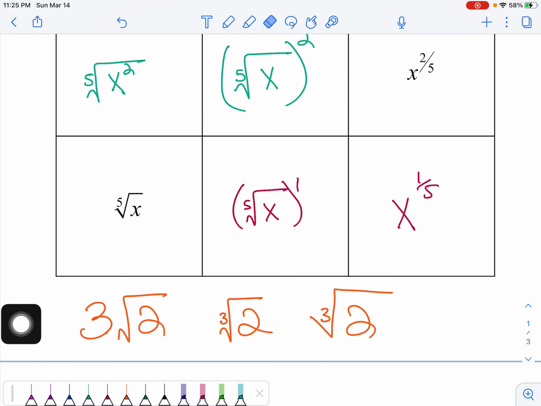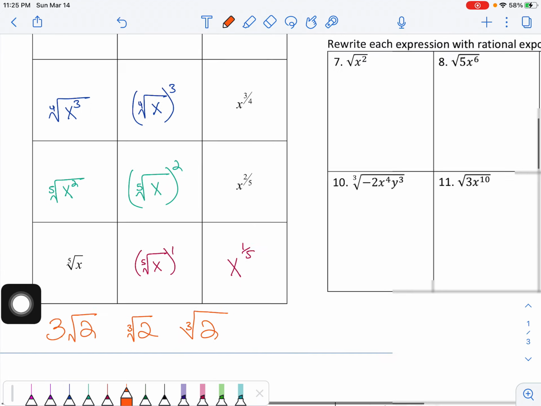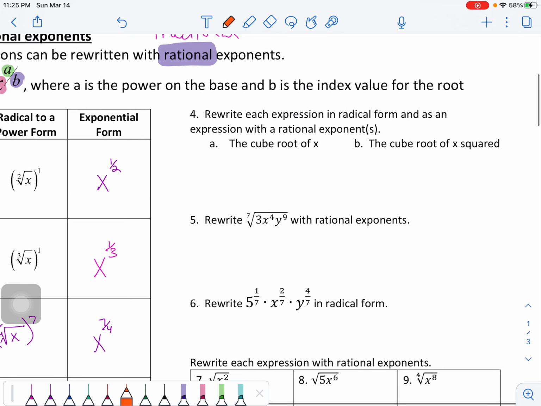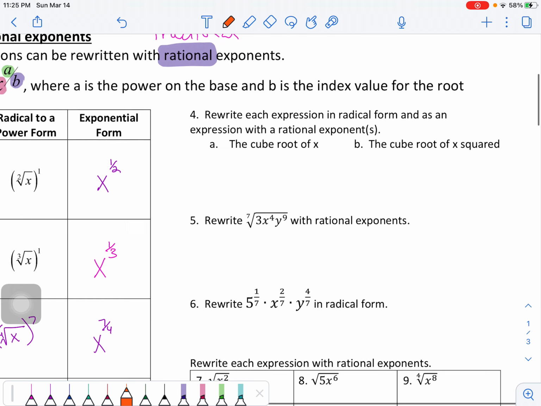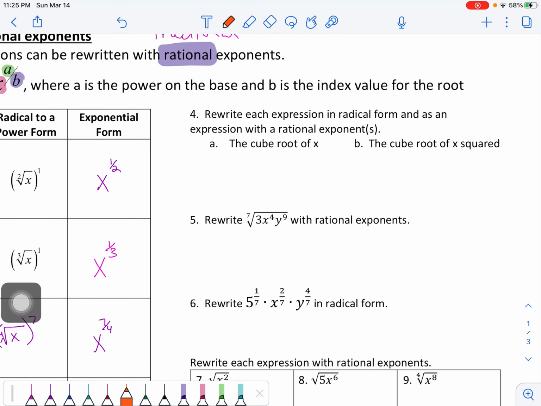So just be careful. Don't get mad at me if I mark something wrong or make a notation comment. Make it clear what your index number is versus your coefficient. All right, we're going to do a little practice here. Rewrite each expression in radical form and as an expression with a rational exponent.